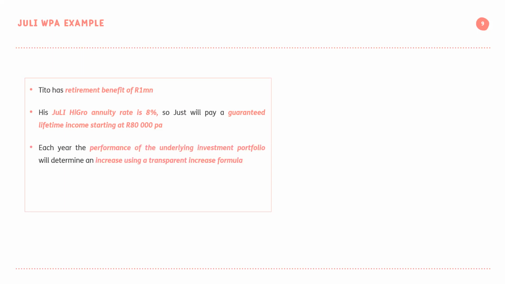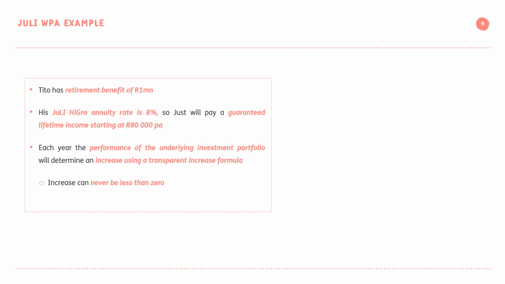With a with-profit annuity, as I said, there's an investment component. So we are going to be putting some of that R1 million into a reference portfolio that the retiree chooses together with the advisor. And the performance of that portfolio is going to be driving the annual pension increase that we issue to that pensioner.